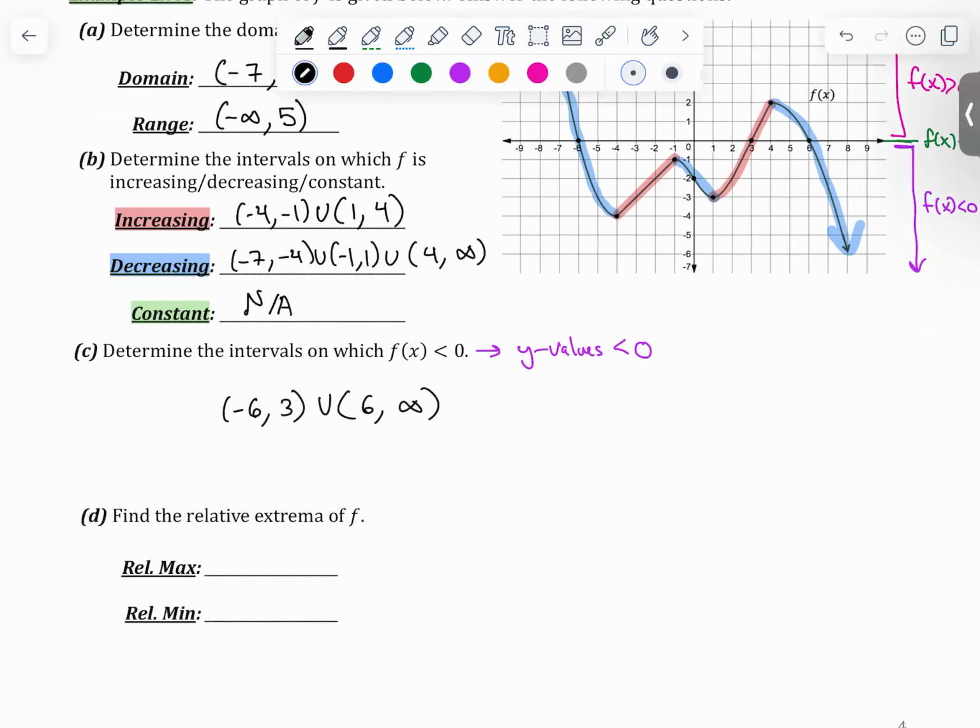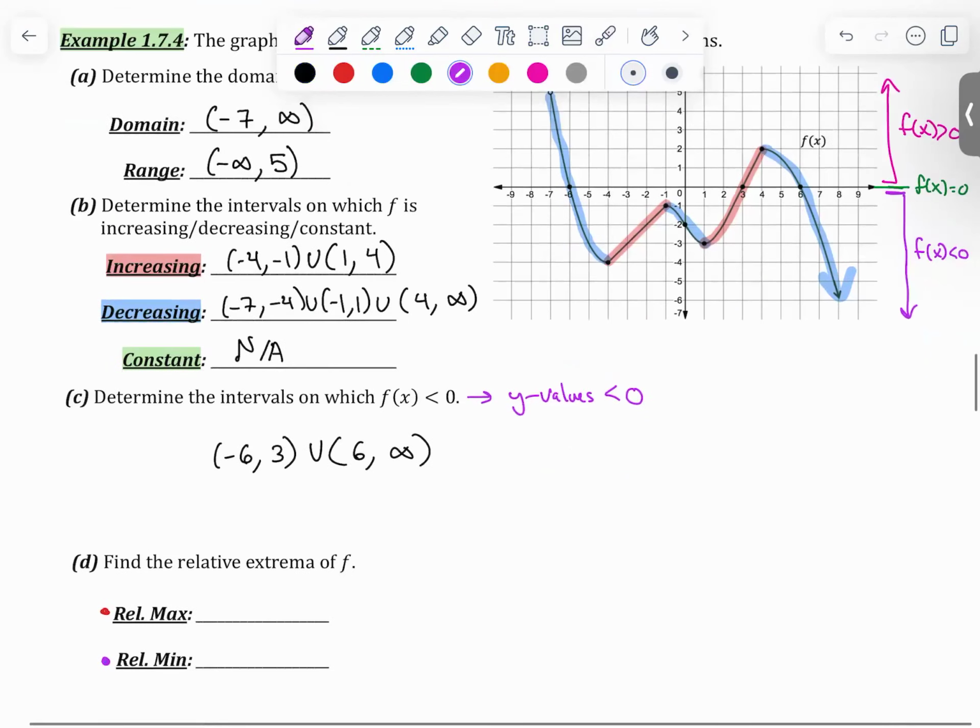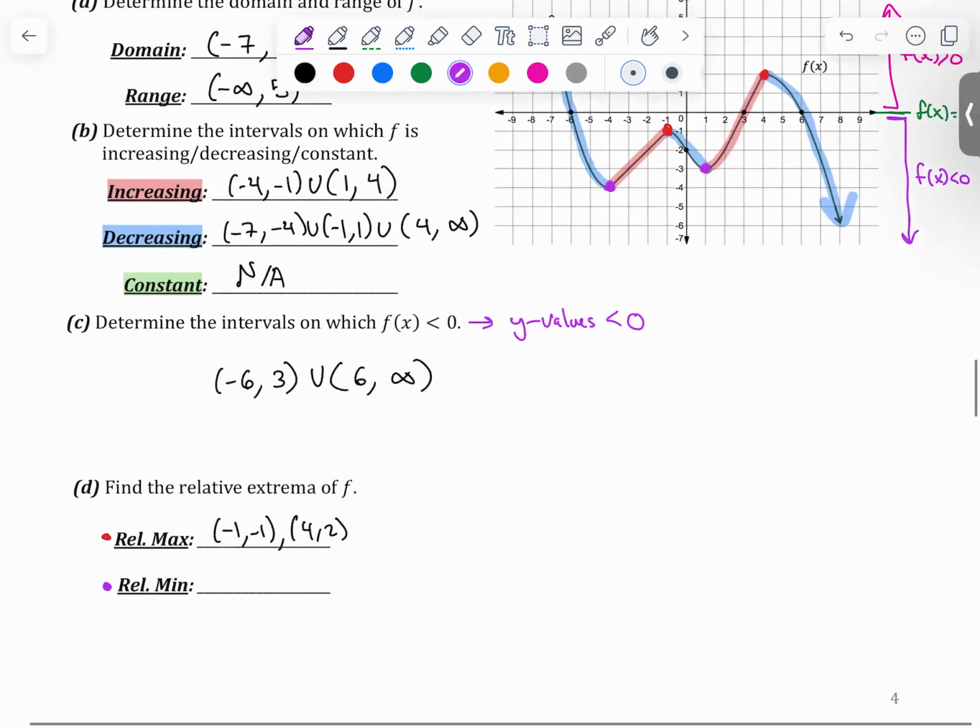And now we'll find relative extrema, the actual thing in question, but it was good to do some practice. We'll do relative maxima in red and relative minima in purple just to stay consistent. So relative maxes are at the tops of hills. So right there and right there. So that's a relative max at (-1, -1), and a relative max at (4, 2). And then a relative minimum, there's 2 of them, one right there at (-4, -4), and one at (1, -3). So (-4, -4), and then (1, -3).